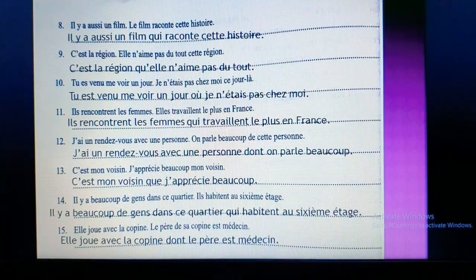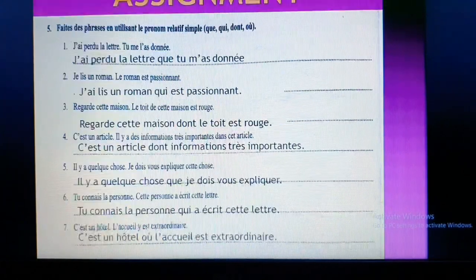I hope your answers would have been all correct. If not, then do the correction, and you can always and always ask me, ask on the group, so why this, why not this. Okay, I hope you guys have all understood.